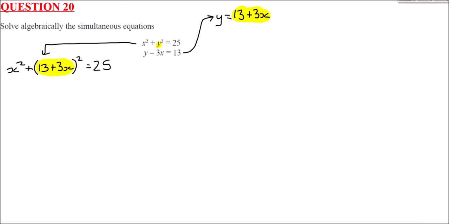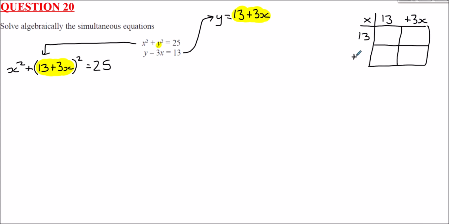So 13 plus 3x all squared. So you could use either FOIL or the grid method, as I'm going to show you here, either or. But multiplying a bracket out by itself just means you write every bracket out twice, essentially. So it's 13 plus 3x times another 13 plus 3x. So you can do these brackets in any order.